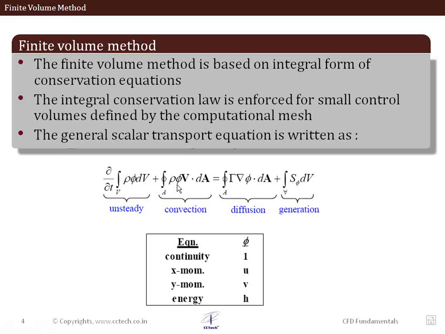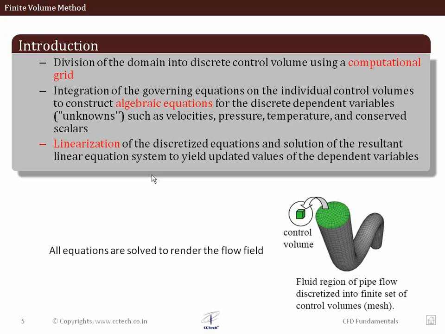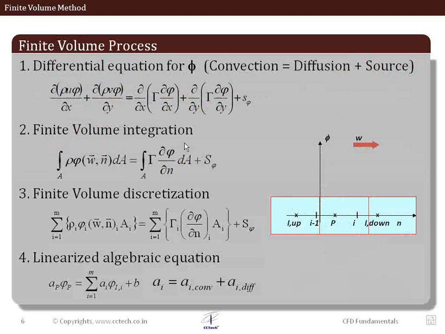Or in any other case, you will have the unknown phi along with the velocity field, which may or may not be known. So that makes this advection term a non-linear term. And this is what we are going to see, how the finite volume method takes care of it: it applies linearization, so that you ultimately obtain linear algebraic equations which have to be solved.